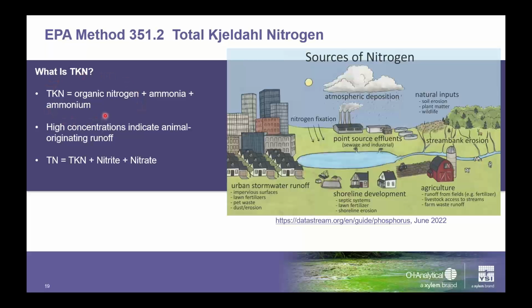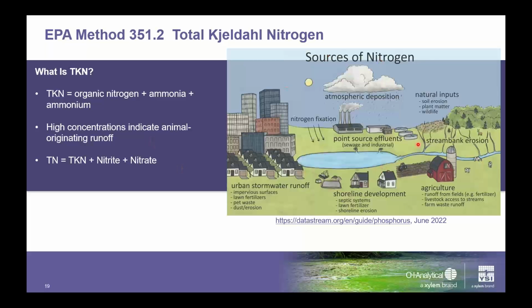So what is TKN then? It is organic nitrogen plus ammonia plus ammonium. And so when we look at the sources of nitrogen that can get into a water system, of course, there are point source and then non-point source sources of that that all can get into the water. And so TKN really is telling you more about animal originating runoff. And by the way, that includes humans.